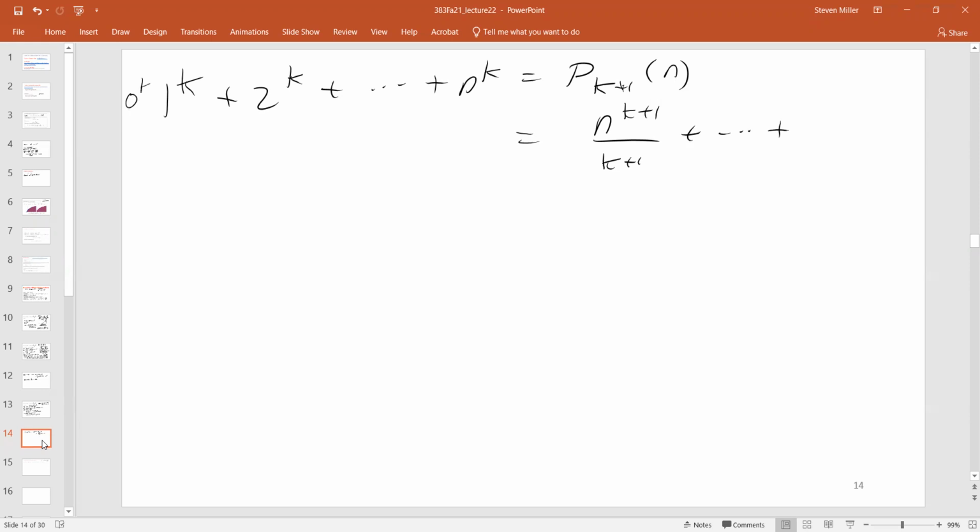If you want, I can write it like this: 0 to the k plus 1 to the k. What's the constant term have to be? It has to be 0, because when I take n equals 0, I get a sum of 0. So here's my question: can you prove that the sum of the kth powers of integers has to be a polynomial of degree k plus 1 with leading coefficient 1 over k plus 1?